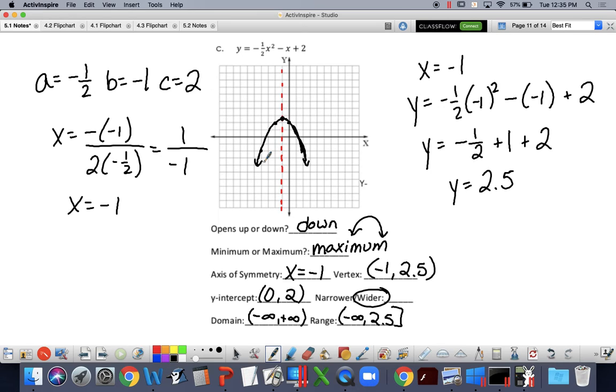So it opens down, has a maximum, our axis of symmetry, and our vertex we find by plugging in our points, our y-intercept. It will end up being a wider function than our parent. And then we have our domain and range to kind of finish it out. That was good. We at least did a fractional one. Those are always the trickier ones. Questions?